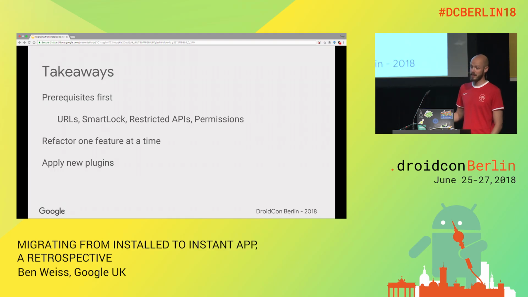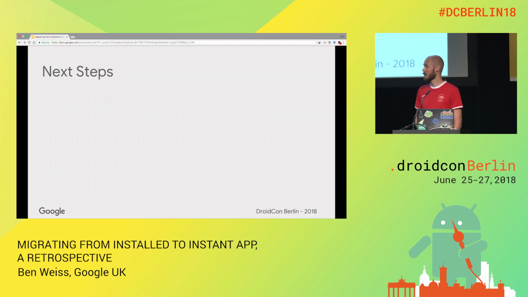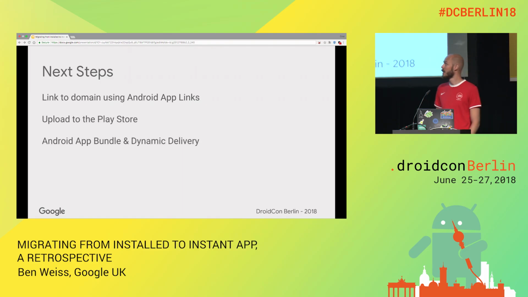Also, you have to apply those new plugins and adhere to the size constraint of the Android Instant app. The next steps would be linking it to an actual domain using app links, also uploading it to the Play Store, and maybe working with Android App Bundle and dynamic delivery, which is a cool new thing that we introduced at I/O this year. Who here already uploads an app bundle to the Play Store?